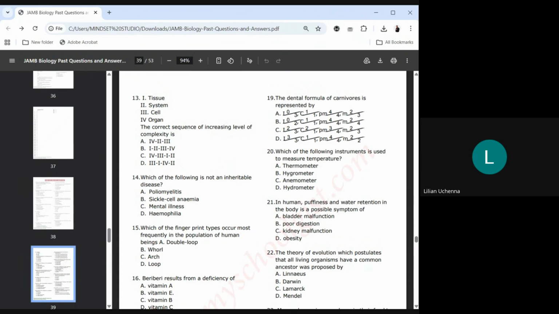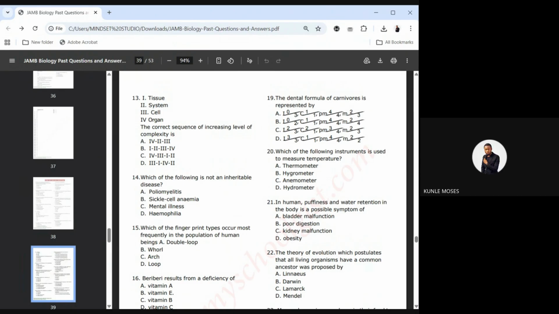C. Kidney malfunction. It looks very confusing. Kidney and bladder, they are connected together. Edema, puffiness, and water retention. Is it bladder malfunction? The kidney does not retain water. It retains water actually, but it helps to filter water by this guy. I think the answer should be bladder malfunction. I will check later. It should be bladder.